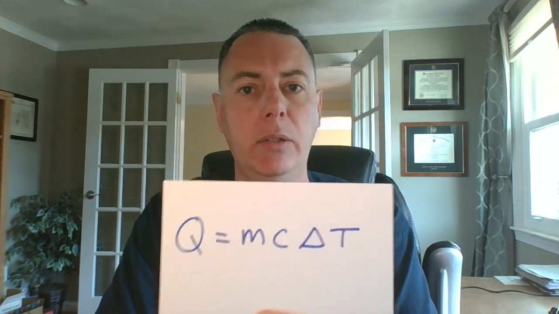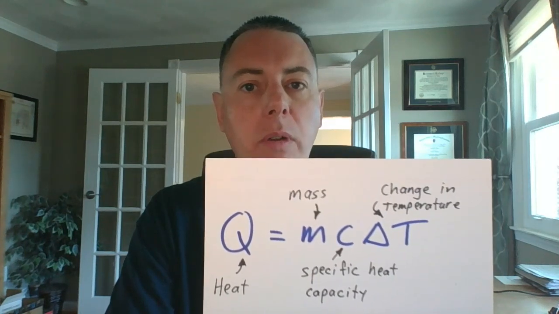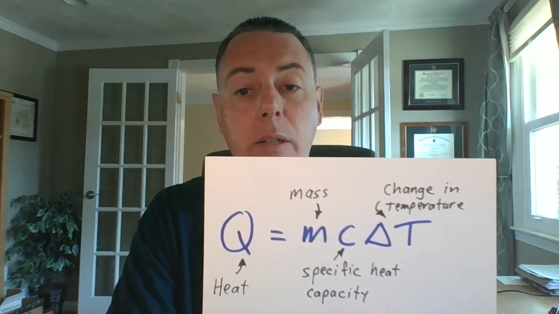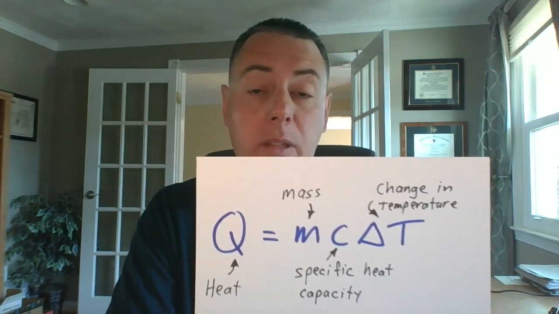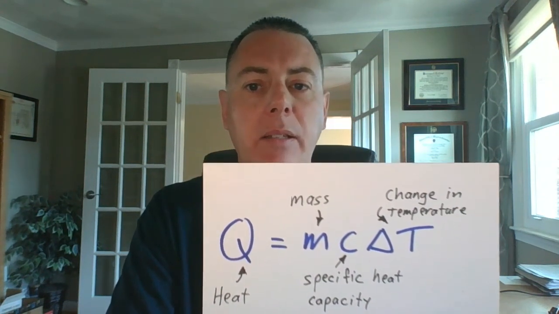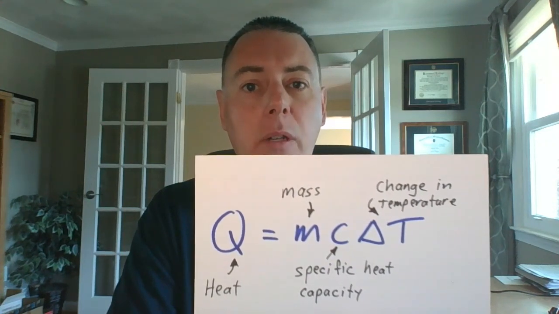So what do those variables stand for? It almost makes no sense, but capital Q is what we use for heat, our heat energy. M is going to be for mass, how much stuff that we have that gets heated up. And then C is something that we call specific heat capacity. That's kind of like thermal inertia.